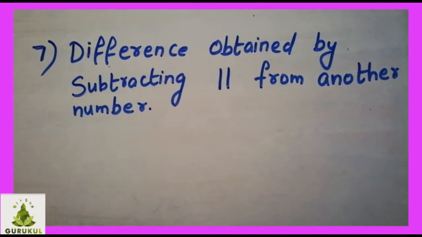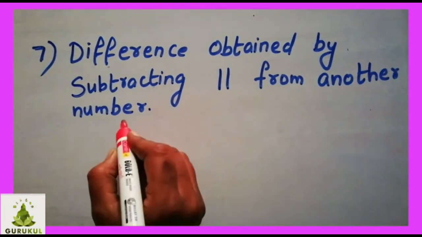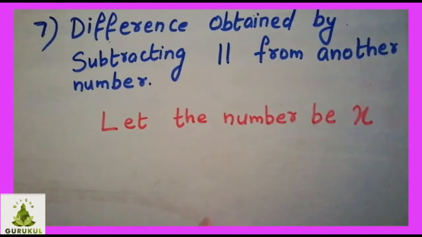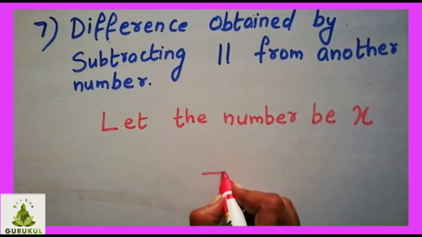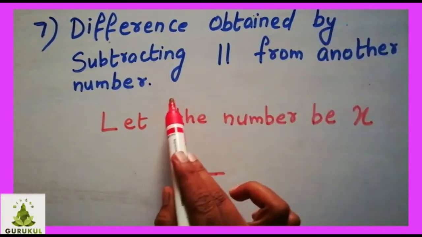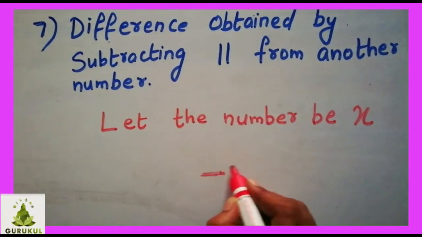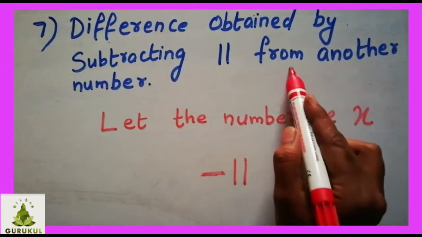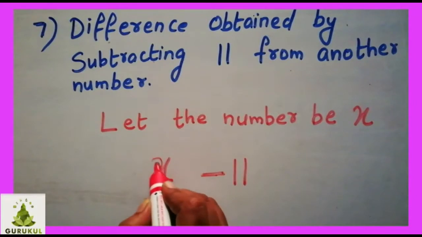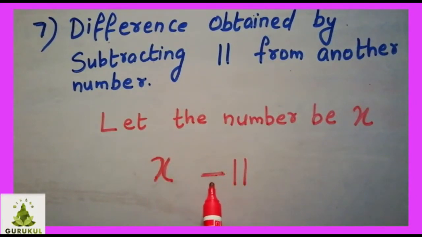Copy down this question now. Seventh one, difference obtained by subtracting 11 from another number. Now we don't know which is this another number. We will take, let this number be x, or any alphabet you can take. It is not compulsory to take x. Now difference is obtained. Difference means subtract something. How is this difference obtained? By subtracting 11. You have to subtract, means minus 11 from another number. What we have taken, the other number be x. So from x we are subtracting 11. Is this clear?